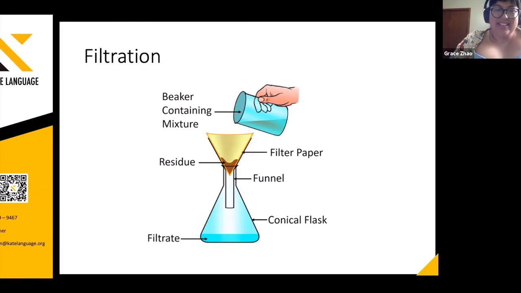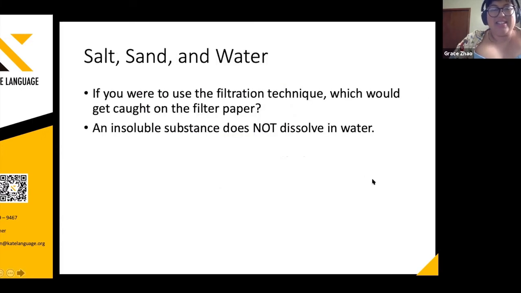All right, salt, sand, and water. If you were to use this filtration technique, which one do you think would get caught in the paper? An insoluble substance will not dissolve in water. So anything that doesn't mix with water is considered insoluble. So between the salt, the sand, and the water, which one do you guys think would get caught in the paper?